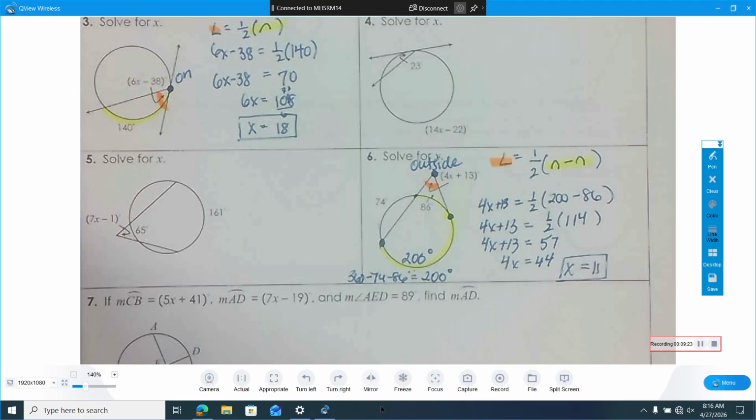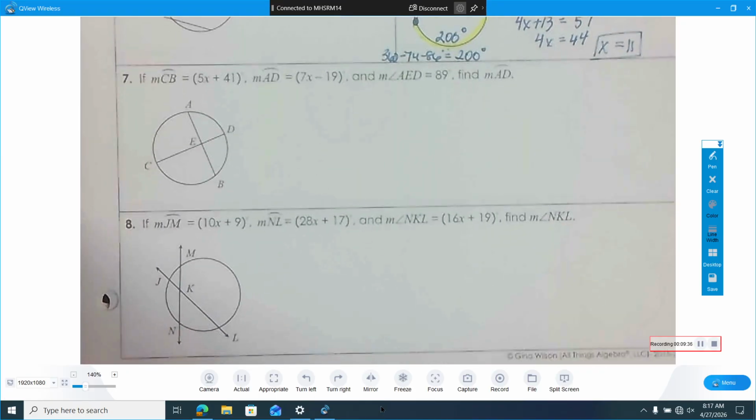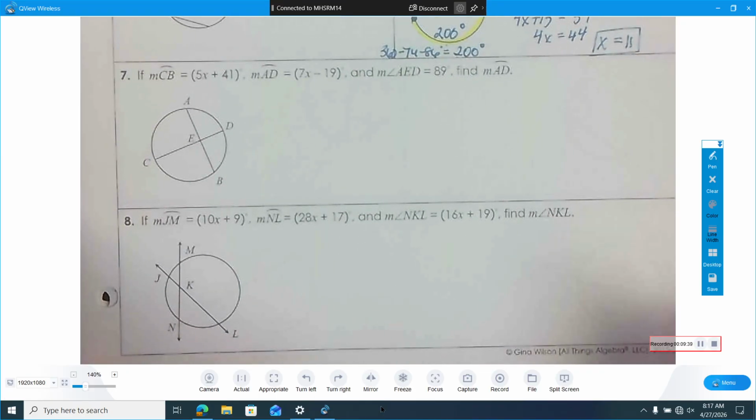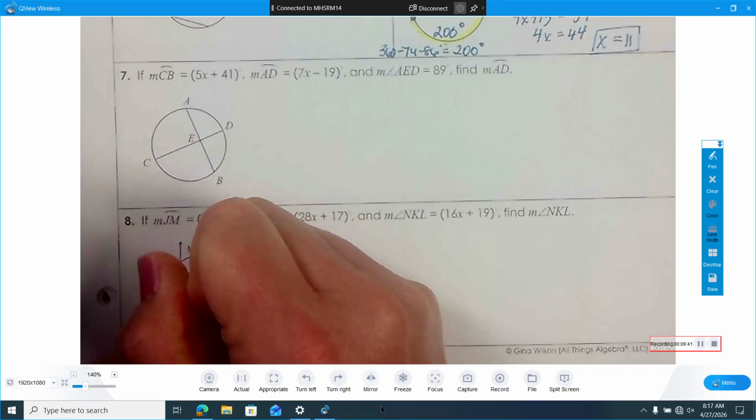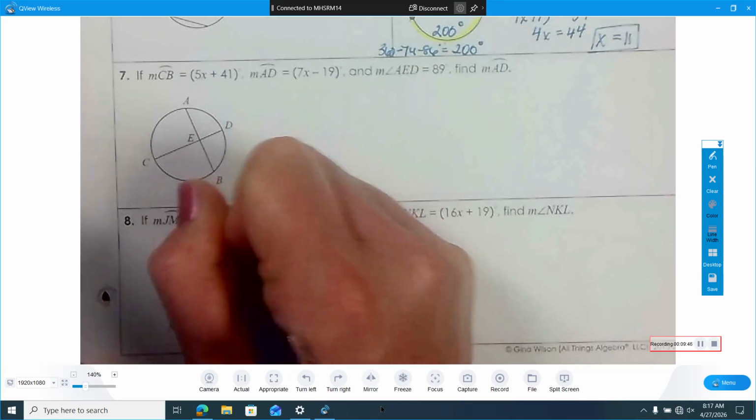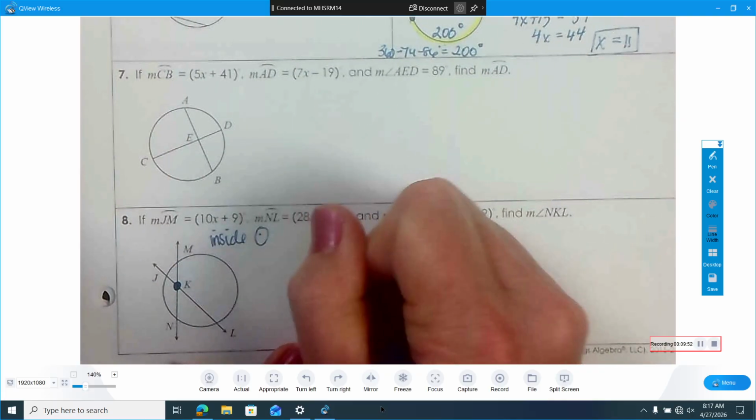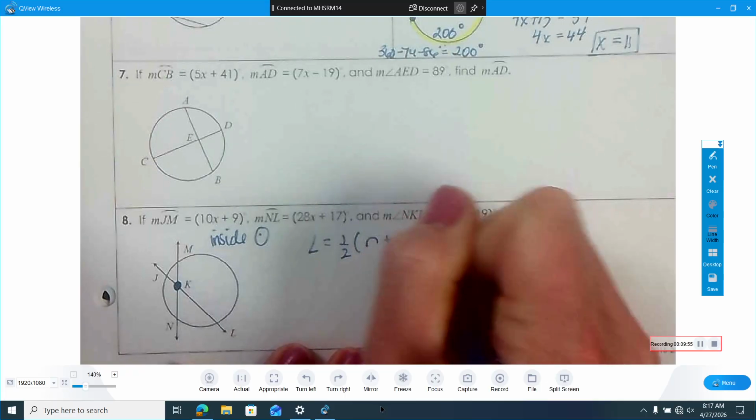Okay, so those are the 3 setups we have today, and all you have to do is figure out which one we have to apply: half the sum, half the arc, or half the difference of the arcs. So let's look at number 8. Our intersection of 2 secant lines is inside the circle. What setup are we going to use? Yeah, the angle equals half of arc plus arc.